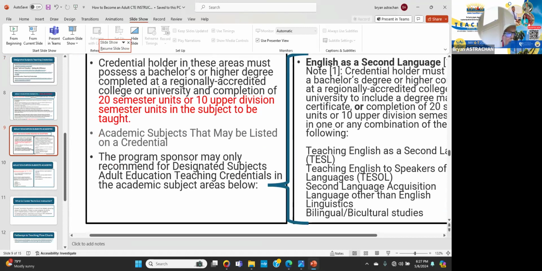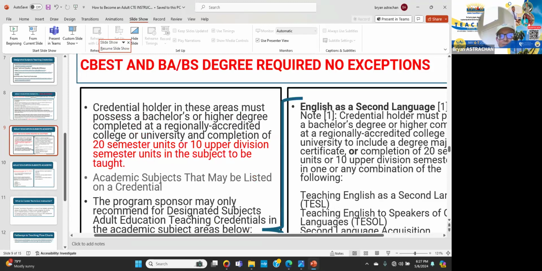credential. Again, a good question came in: do all 20 units have to be lower? No, it can be a combination. So any combination that's going to equal a minimum of 10 upper division units. So let's say that an individual wanted to teach at the adult school and had 10 upper division units within their bachelor's degree in math. Yes, to answer your question, it would be possible to get math added to that adult ed credential. And again, that would be an academic area.